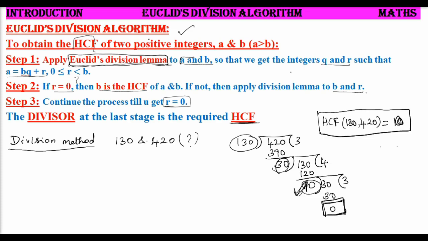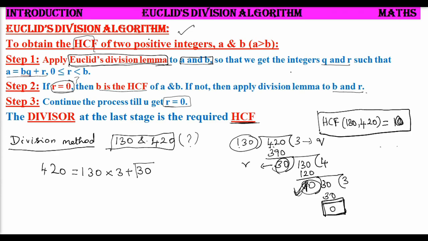The first step is to apply Euclid's division lemma to A and B. So this is my A and B. I have applied Euclid's division lemma to A and B and have found what Q and R are. So I can write this 420 as B, that is 130, into quotient Q plus remainder R, right? What is step 2? Step 2: check whether R equals 0. My R here is 30, which is not equal to 0. So if not, then apply Euclid's division lemma to B and R.